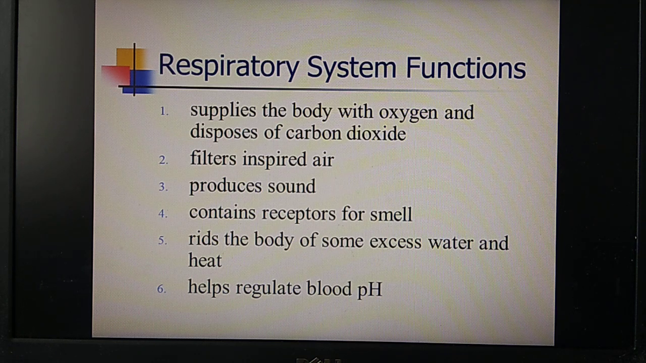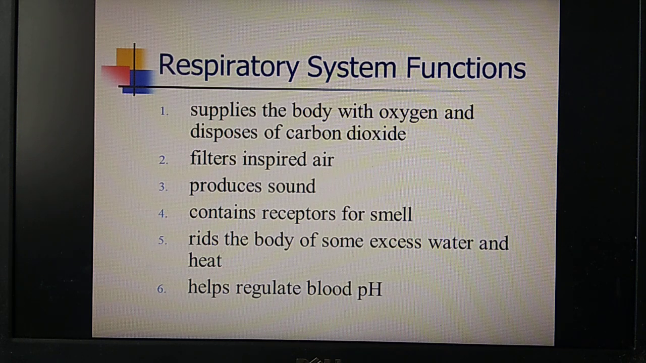So it filters whatever dust particles or unwanted particles are present in the air. The third important function is production of sound, with the help of the larynx, the voice box, where the vocal cords vibrate and produce sound. That's why whatever we say can be clearly heard.